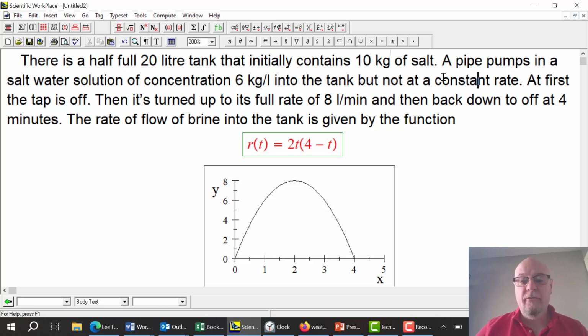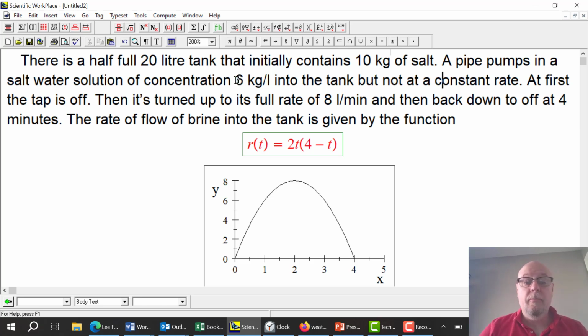Normally it is a constant rate, and we just take kilograms per liter times liters per minute. The liters cancel out, and we get kilograms per minute. But now it's not a constant rate, so let's think about that for a second. I'm going to relate things to area. If I'm calculating the area of a rectangle, I just multiply height times length, if it's a constant height over that length. If it's not a constant height over that length, I integrate the height over the length. So the same idea here.